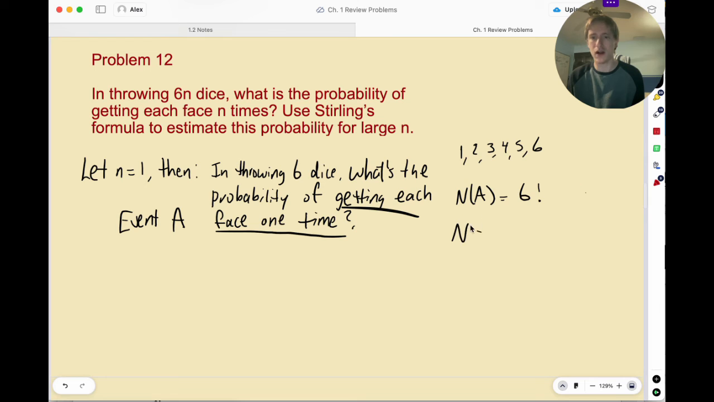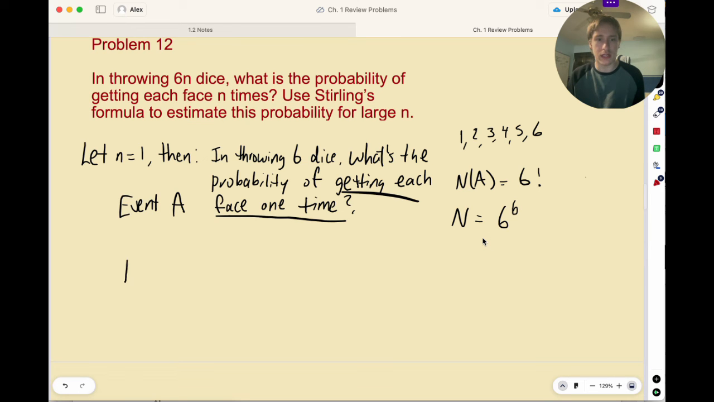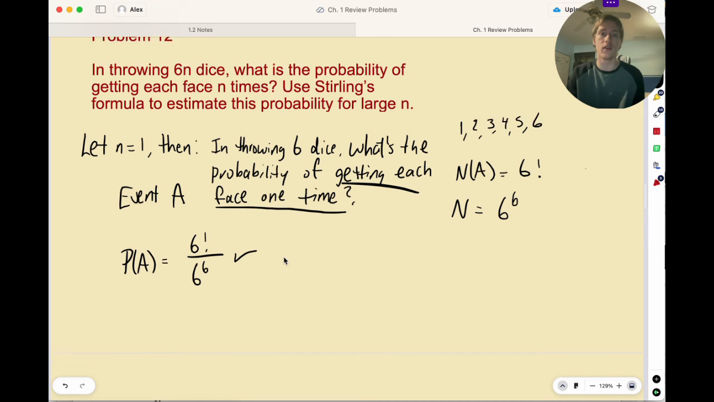Well, the total number of outcomes, there are 6 possibilities for the first roll, 6 possibilities for the second roll. Okay, so there are going to be 6 to the 6th power since there are 6 different rolls. So that means that the total probability for n equals 1 is going to be 6 factorial divided by 6 to the 6th power. Does that answer my question? No, but that's a good first step. So this is correct for n equals 1.